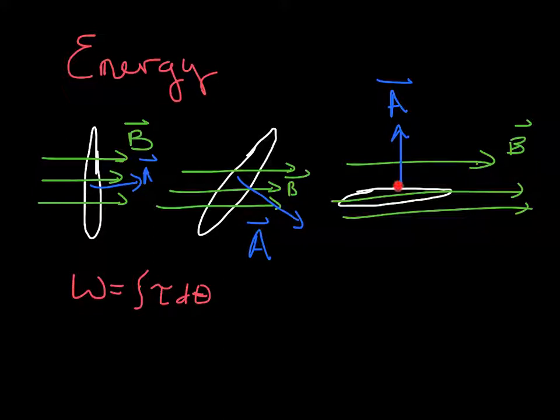If you put your loop here, it'll start to rotate. If you put it here, it'll rotate. It's kind of like a little spring. If you put it here, it'll just stay the same. So what we need to do is figure out how much energy is stored just in the alignment of this magnetic moment and this B field.